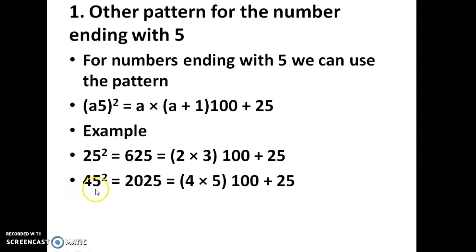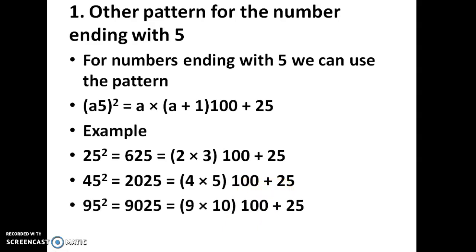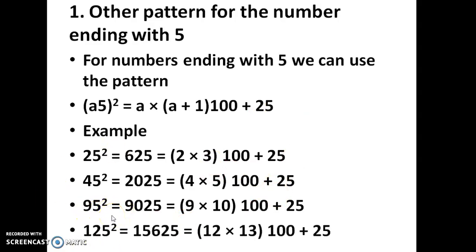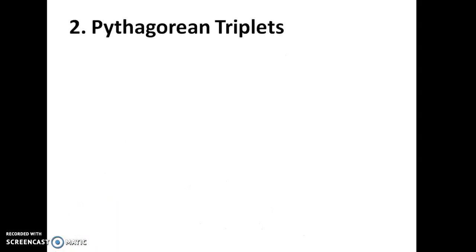Here 45 square. So 4 into 5. 4 into 5 is 20. 20 into 100 is 2000. So 2000 plus 25 is 2025. That's the square of 45. Like this method, we can easily find the square of bigger numbers also, if it is ending with 5. So these are the examples, you can try it.